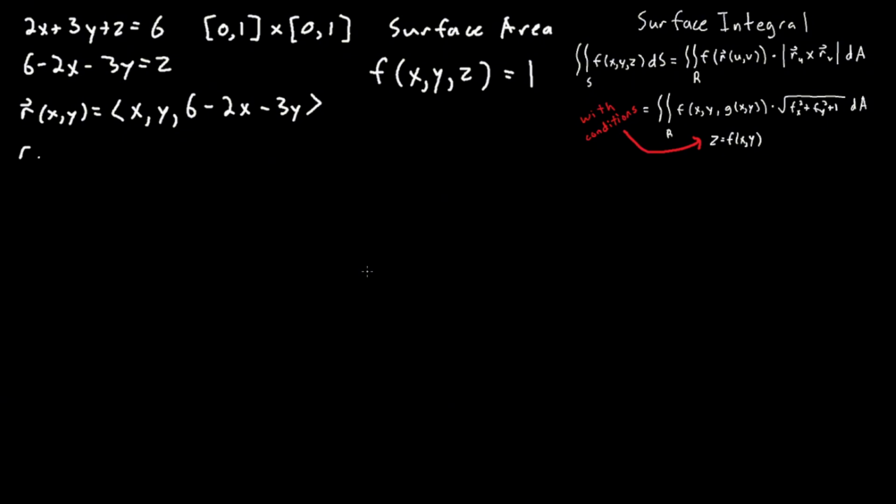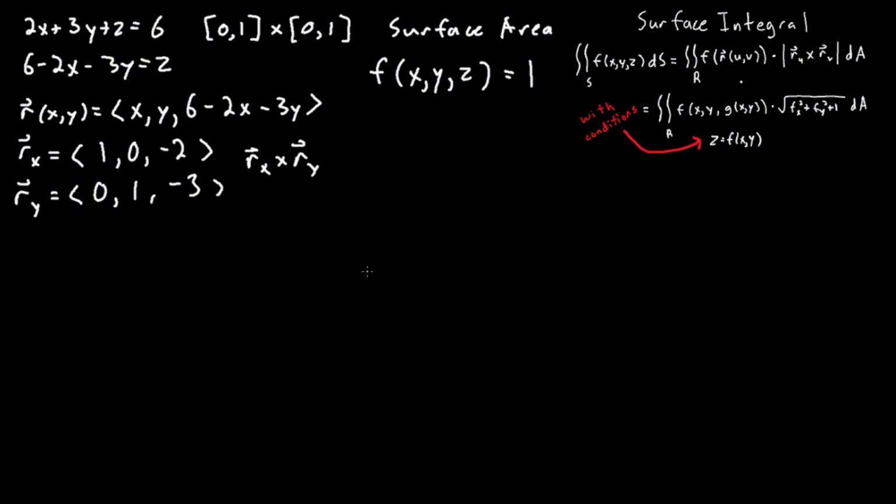We can find the x partial of this, which is just equal to 1, 0, and negative 2. And we can find our y partial, which is just 0, 1, and negative 3. Now, if you want to find the cross product of both of these, the cross product of r of x and r of y, where u and v are just variables interchangeable with x and y, hopefully you know how to solve a cross product by now, but this cross product is 2, 3, and 1.